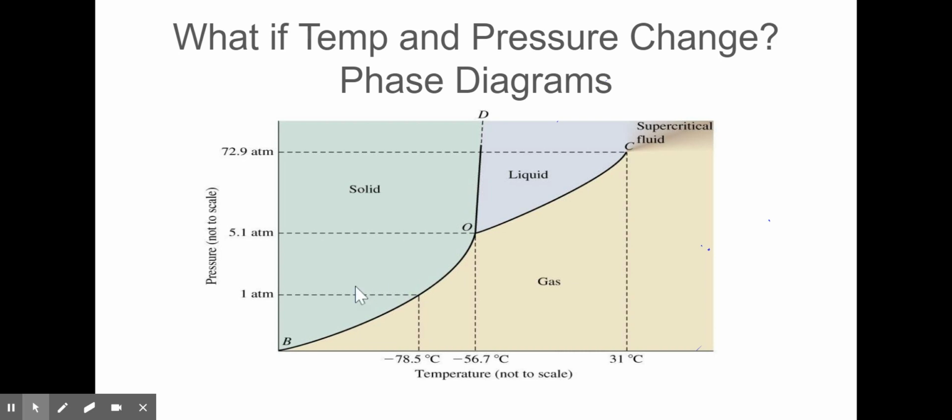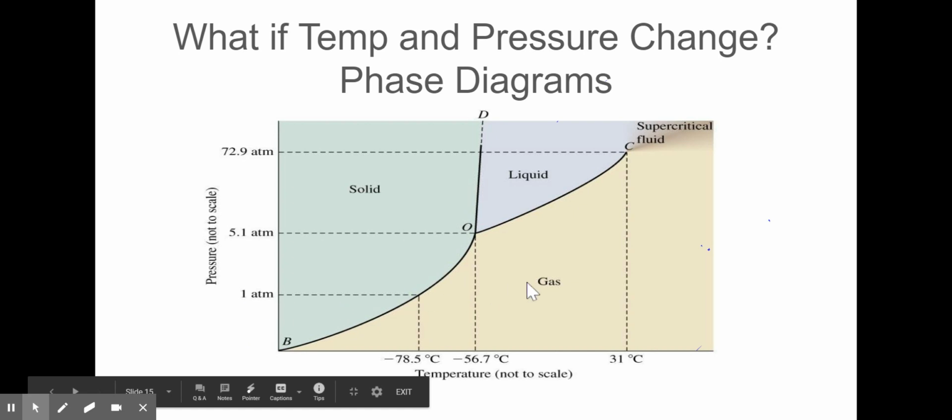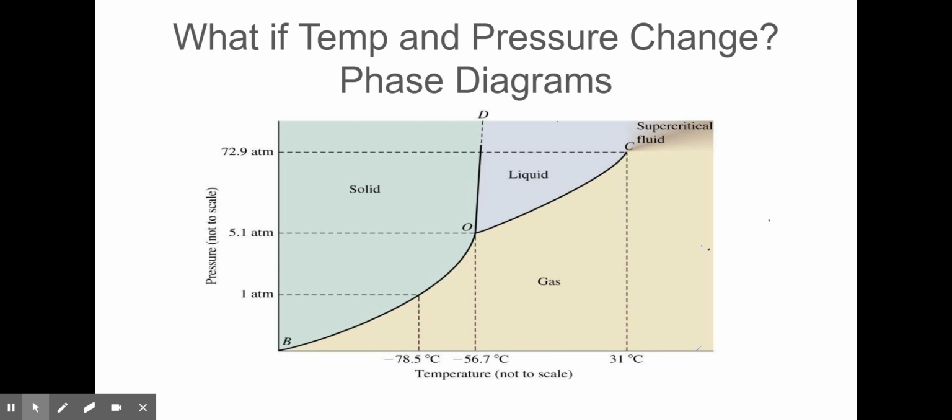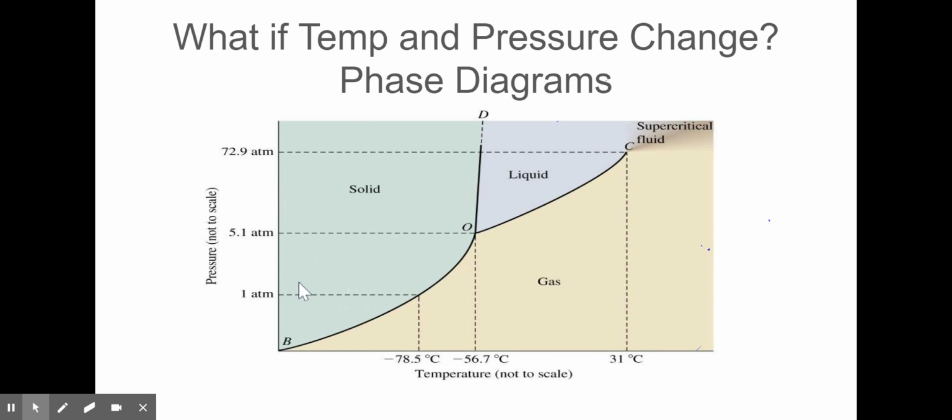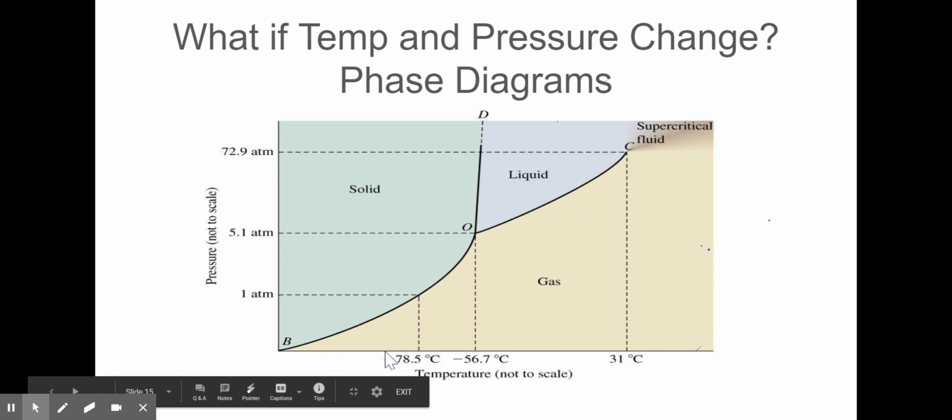Okay. And so if I change my pressure, say my pressure is 1 atm, and this is for carbon dioxide, 1 atm, and I'm at 0 degrees Celsius. Carbon dioxide or dry ice wants to be a gas, right? But what if I bring it all the way up to 72.9 atm and 0 degrees Celsius? Then it wants to be a liquid. How about if we have it at 5.1 atm and negative 80 degrees Celsius? Then it wants to be a solid.